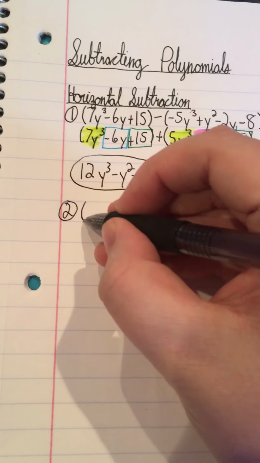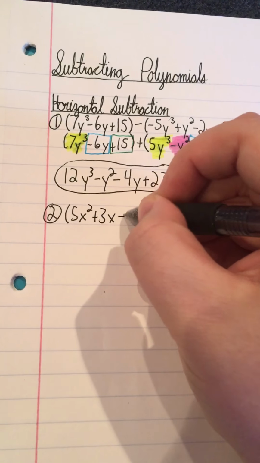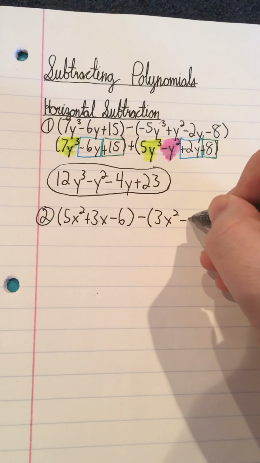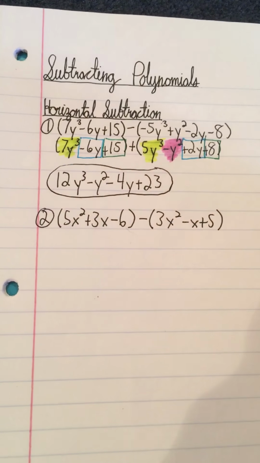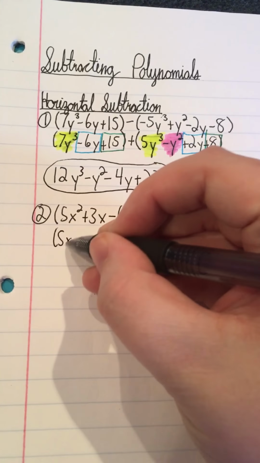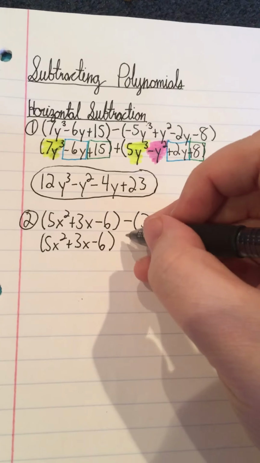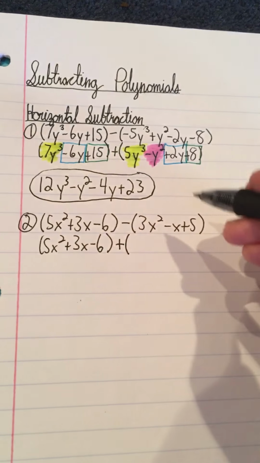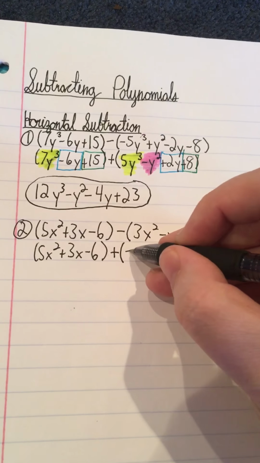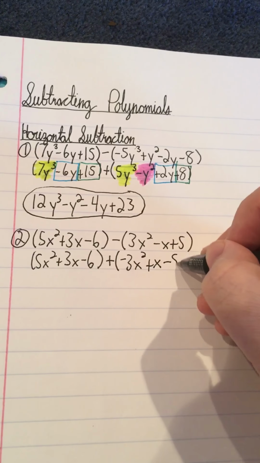So for our second problem, we have the quantity 5x squared plus 3x minus 6 minus the quantity of 3x squared minus x plus 5. So just like before, we're going to keep this first polynomial. We're going to change the subtraction sign to an addition sign. And then we're going to change each of the signs in front of these terms. So this positive 3x squared turns into a negative 3x squared. That changes to a positive x, and that changes to a negative 5.